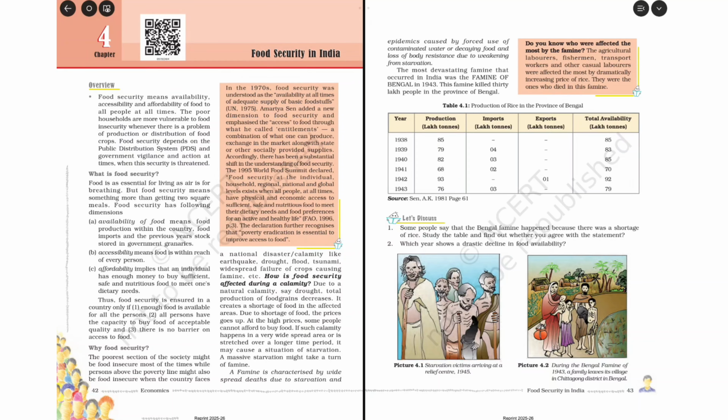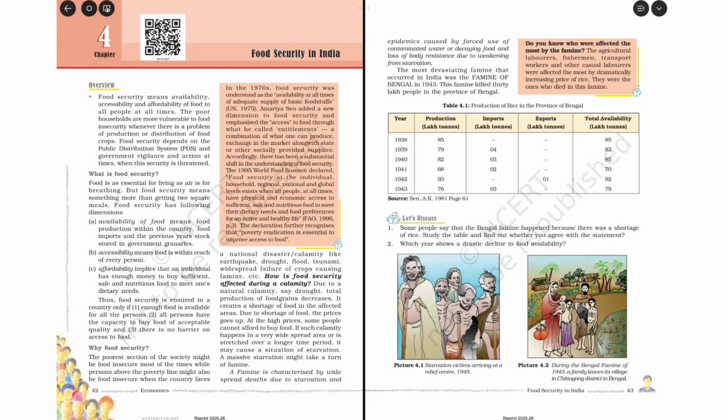Which brings us right back to the chilling statistic from the intro, the tragedy of Bengal. Let's read the next section from the text, which gives us the actual data on this. Quote, "The most devastating famine that occurred in India was the famine of Bengal in 1943. This famine killed 30 lakh people in the province of Bengal. Do you know who were affected the most by the famine? The agricultural laborers, fishermen, transport workers, and other casual laborers were affected the most by dramatically increasing price of rice. They were the ones who died in this famine."